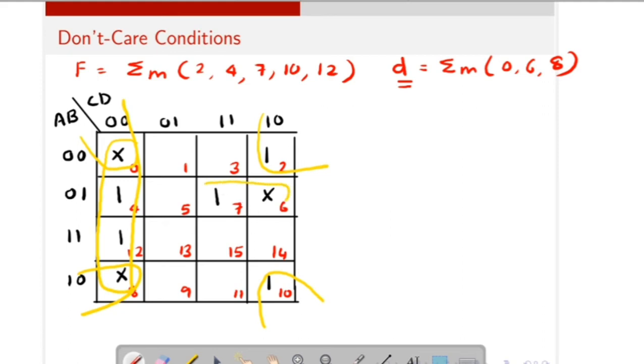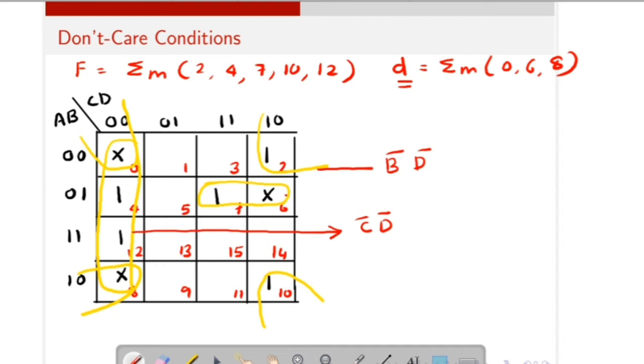Then we have a pair. Next write the expression. Expression for this quad is, here AB cancelled, so C bar D bar. Then for this quad, 0 0 1 0, A cancelled, B bar. Here it is 0 0 1 0, C cancelled, D bar.